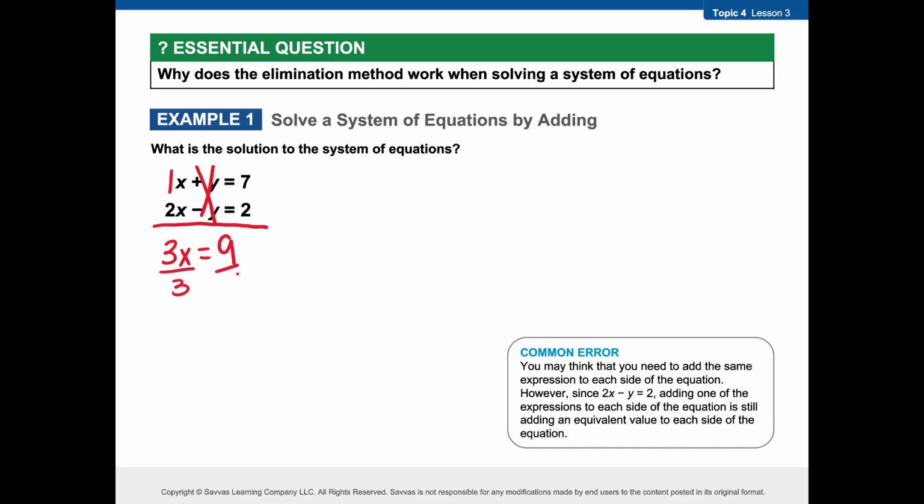Divide both sides by 3. And my x value is 3. Always write your answer as an ordered pair. X is the first coordinate, so it should go first.